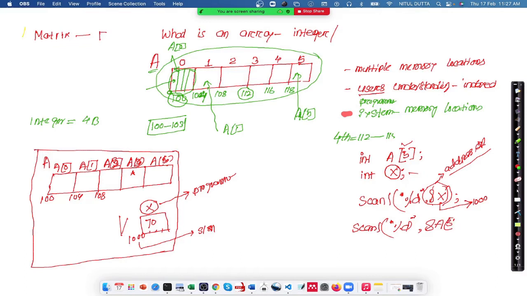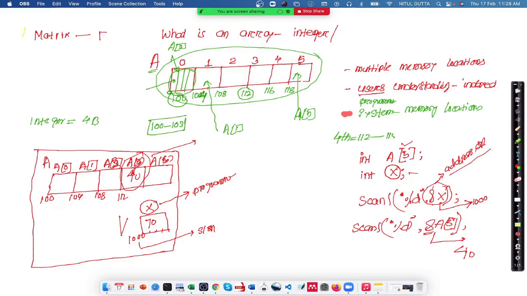I know that the identifier for the programmer for this location is a3, and the address, this ampersand, this address will be extracted by the computer on its own, and that will be nothing but 112. So it will put the data, whatever I type. Let us suppose that I typed 40. That 40 will be stored in this location. This is the way that it follows in the compiler.